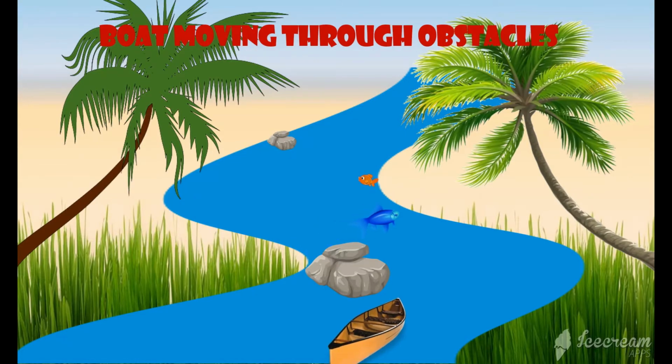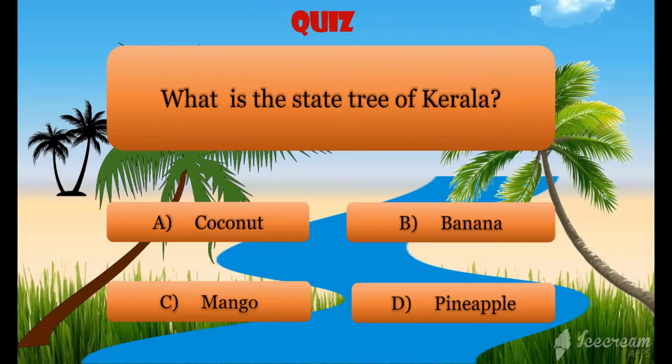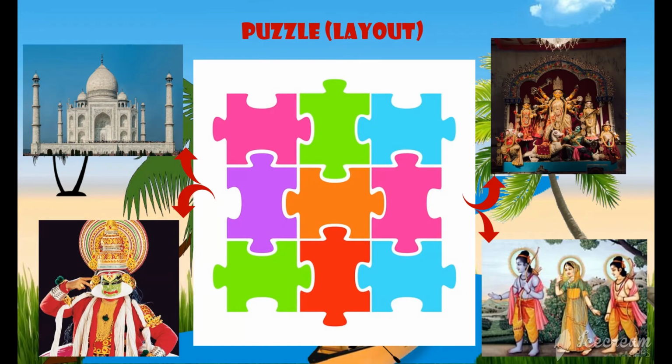Then, this is how our boat will be moving through obstacles during the race. Thereafter, this is a layout of the quiz we are trying to incorporate. The quiz will be based on some general facts about India and its culture. And this is the basic layout of the puzzle, which will also feature certain elements related to Indian culture and tradition.